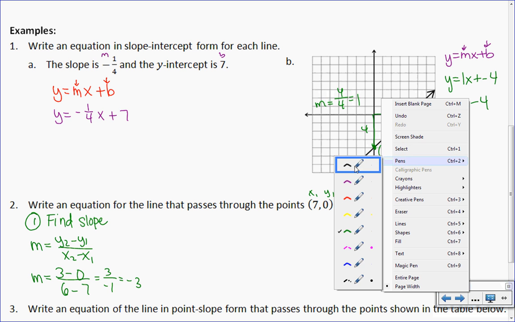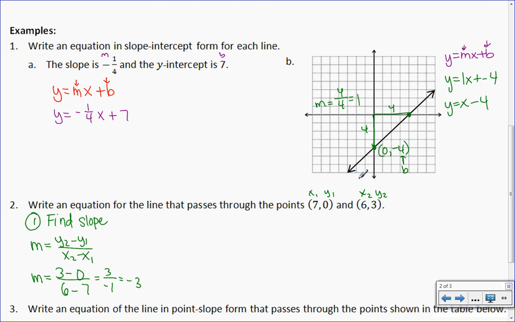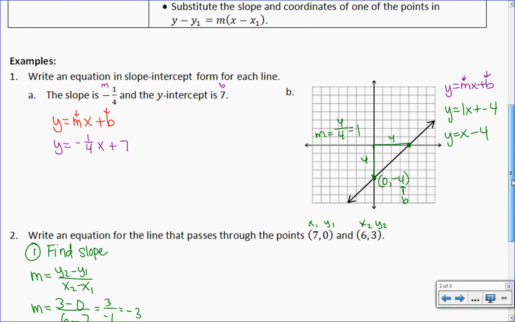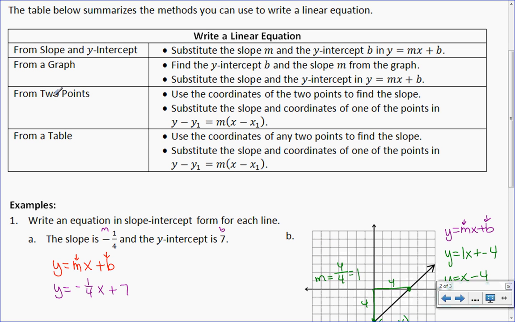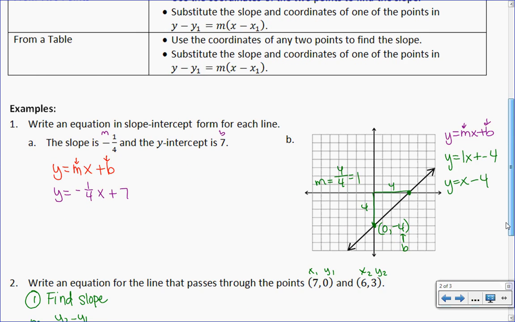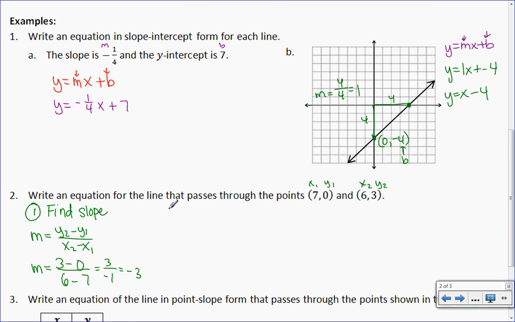Well, from here, there are two different ways that we can do this. The table up at the top of the page says when you're finding the equation from 2 points, to use the coordinates of the 2 points to find the slope. That's what we just did. And then this says to substitute the slope and coordinates of one of the points in, this is the point slope form. So that's one way that we can do this. So I'll call this method 1. So we have point slope form, y minus y1 equals m times x minus x1.